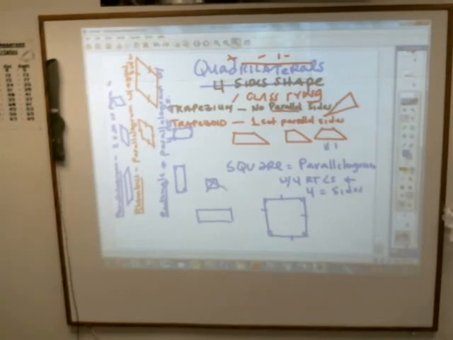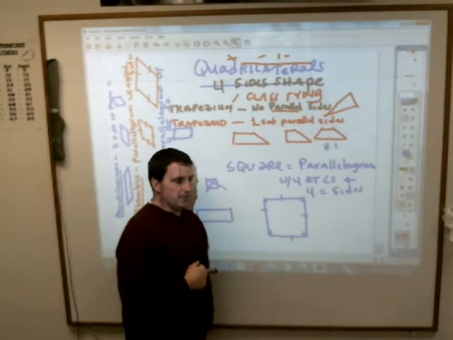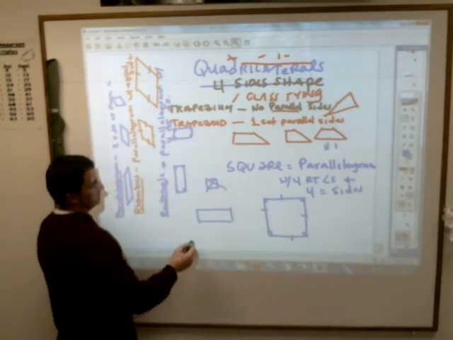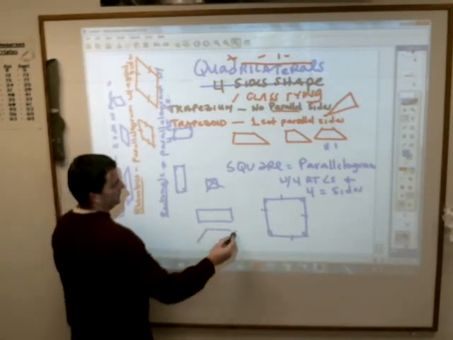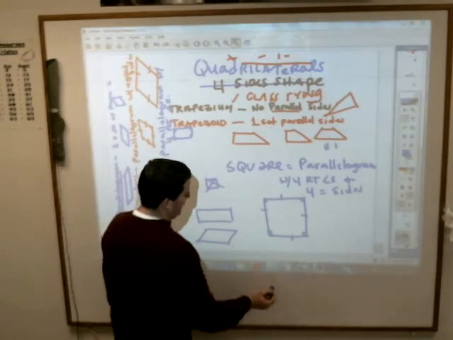For example, they give one, are all parallelograms rectangles? Would every parallelogram that you could draw be a rectangle? If I drew a parallelogram that looked like this, is it a rectangle? No, so the answer is no to that.